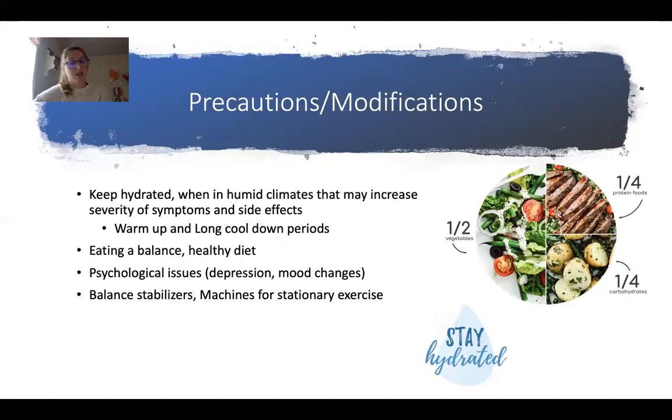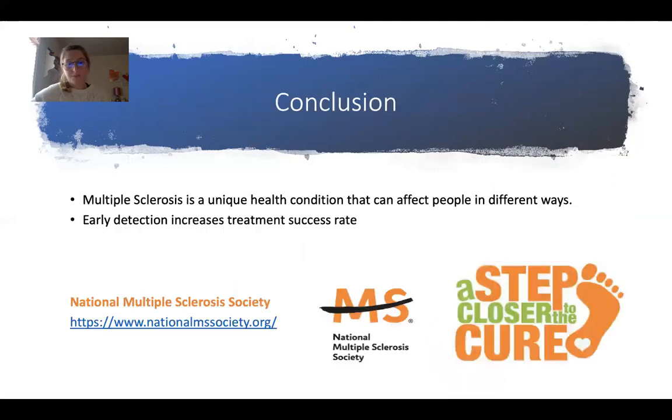Some precautions and modifications. She needs to make sure she's keeping hydrated, especially in humid climates, since temperatures can elevate quickly. Warm-ups and long cool-down periods can also help with this. Eating a balanced, healthy diet, addressing psychological issues like depression and mood changes, and balance stabilizers and machines for stationary exercises are good modifications if needed.